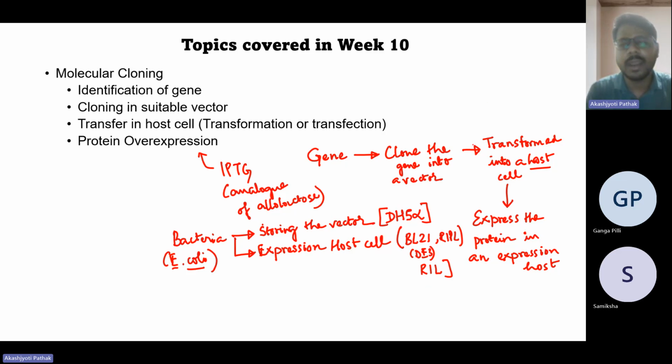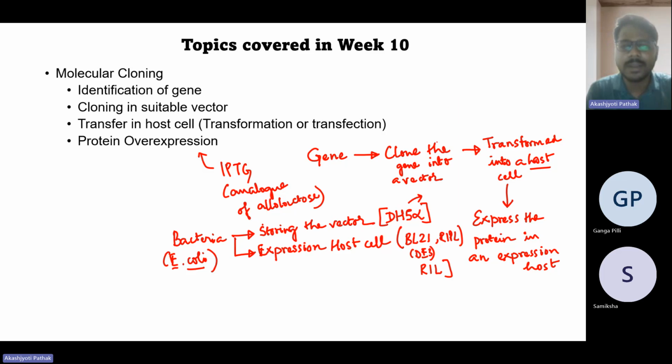So there are different types of host cells. An expression host cell is different from the host cell where you just want to maintain the plasmid. For example, you have created a clone. You have cloned your gene of interest in a plasmid and you want to store that plasmid for a longer duration of time.